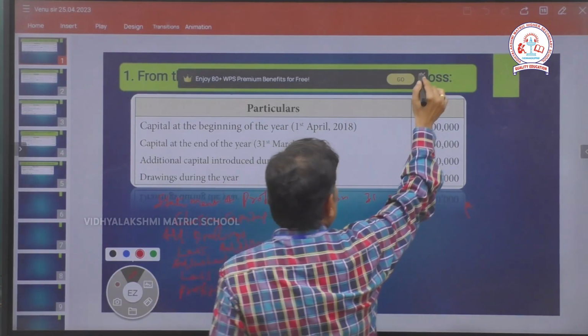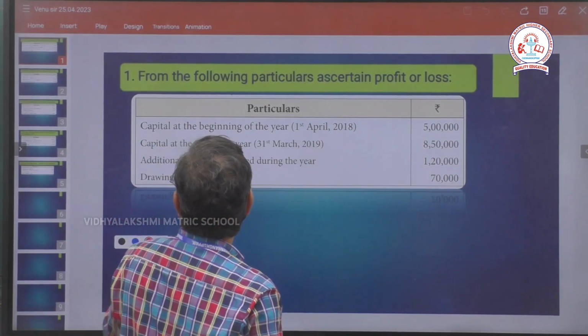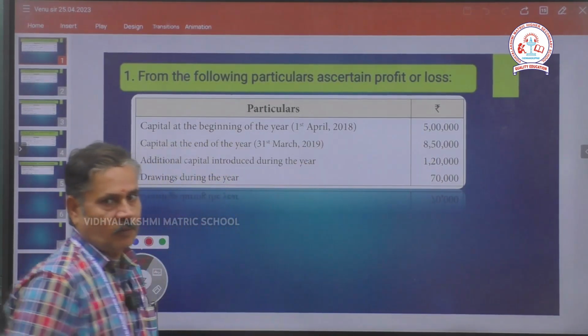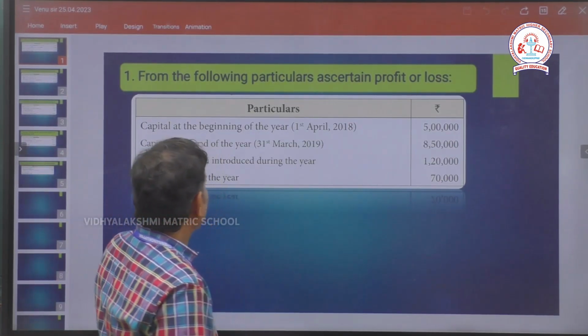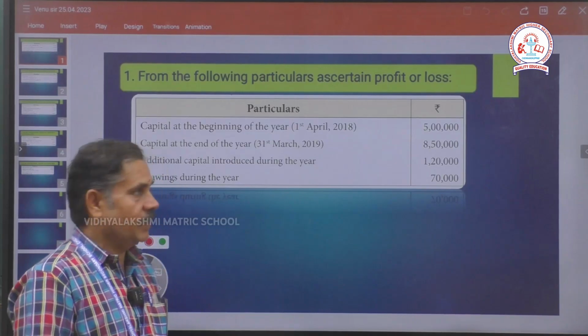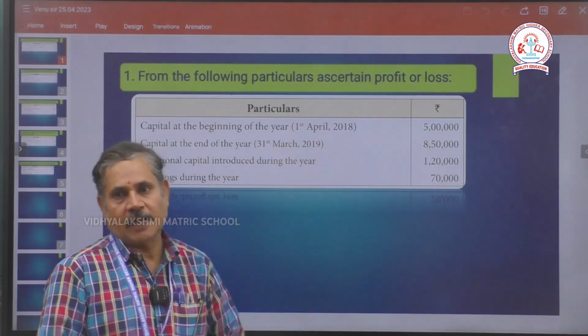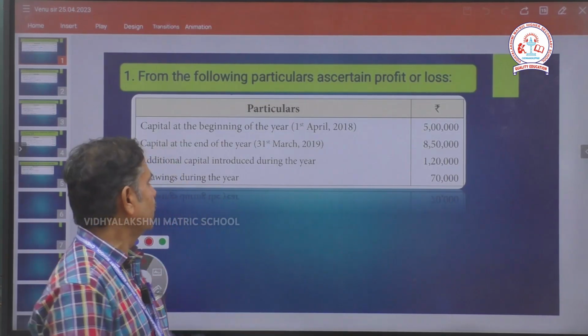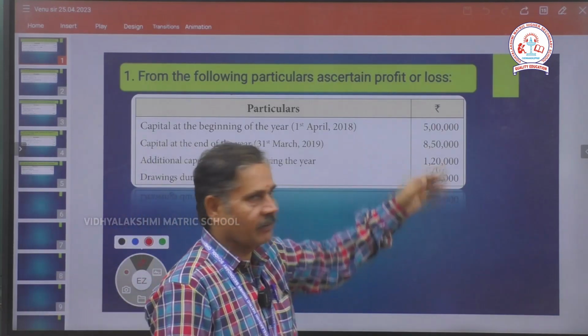See, now I will read the question. Now we will discuss the answers. First one is given in the question: capital at the beginning of the year. Beginning of the year means opening. So opening capital always starts from 1st April or 1st January. In this question, it is given 1st April 2018, the value is 5 lakhs.